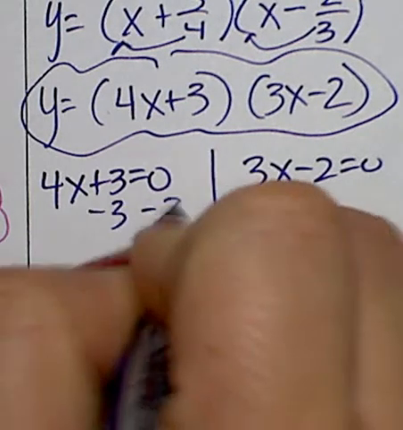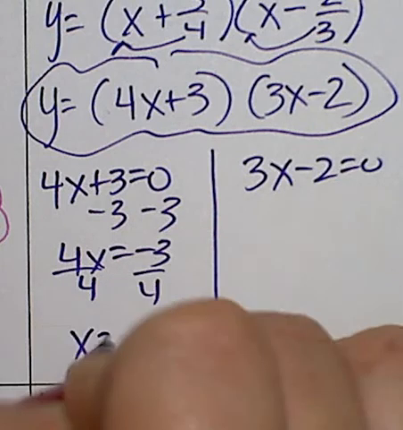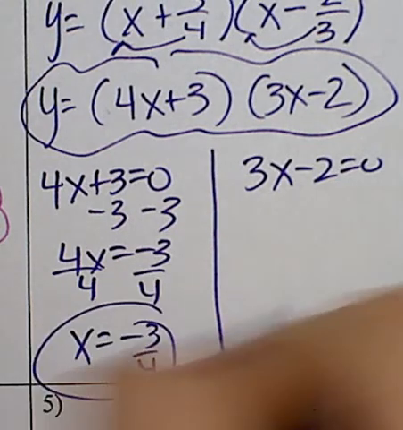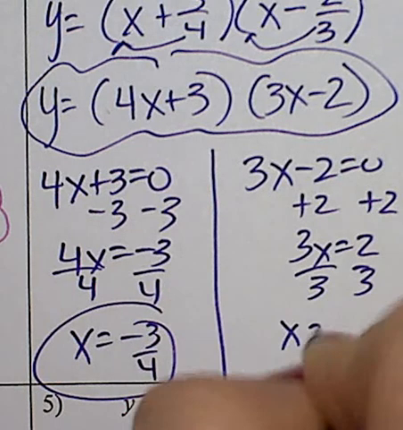Subtract 3. Divide by 4, and here's 1 answer. Add 2. Divide by 3, and there's your second answer.